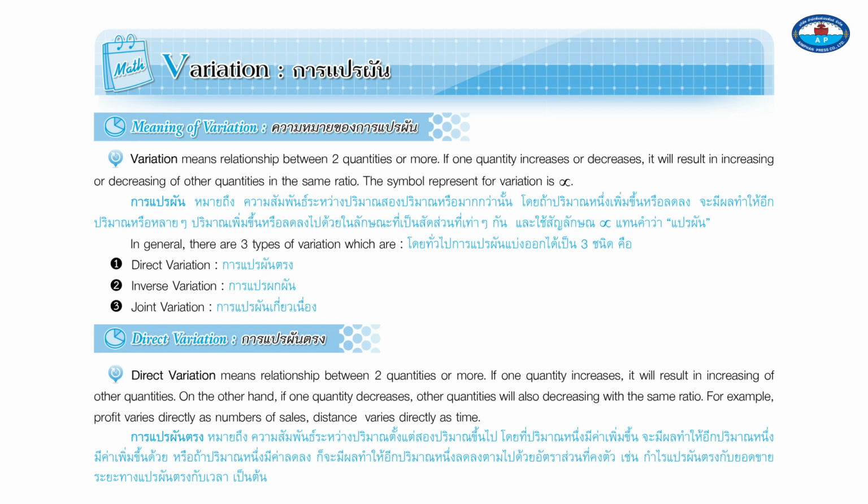If one quantity increases, it will result in the other quantities increasing. On the other hand, if one quantity decreases, the other quantities will also decrease with the same ratio. For example, profit varies directly as the number of sales, and distance varies directly as time.